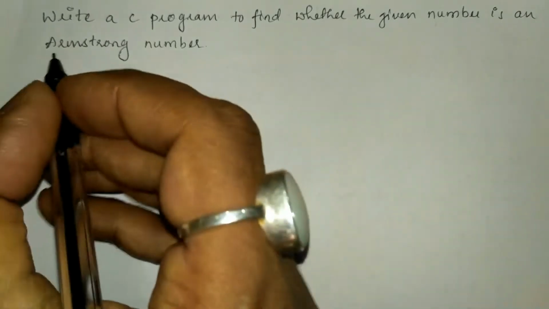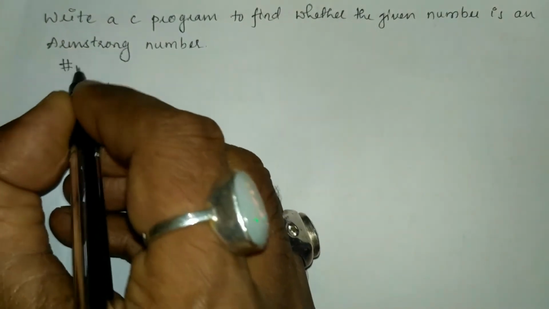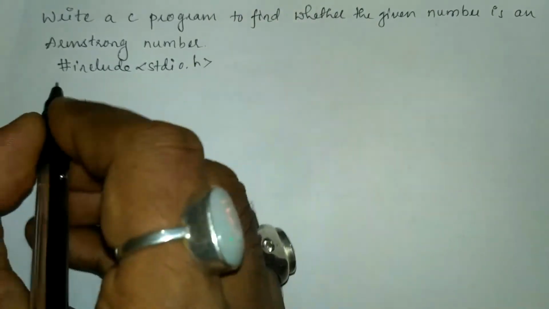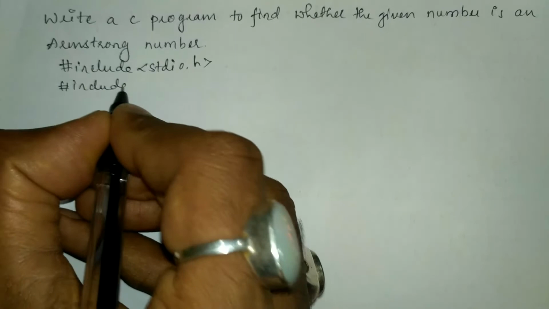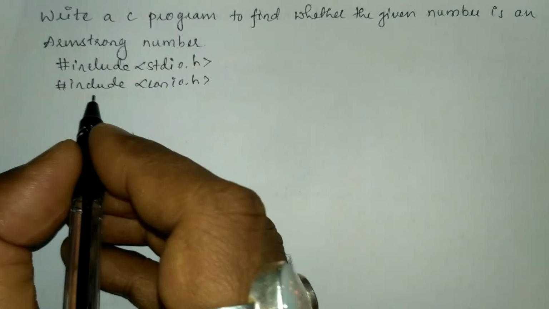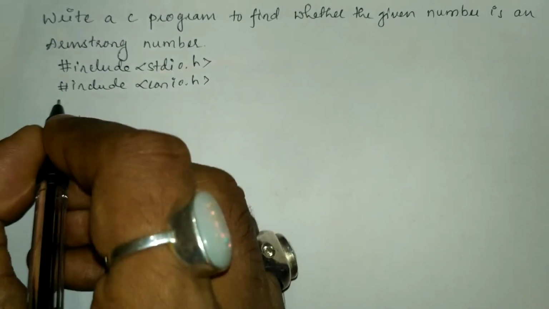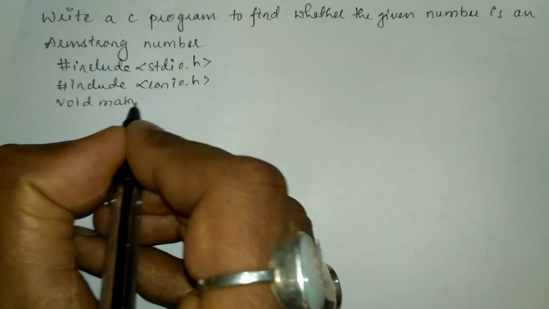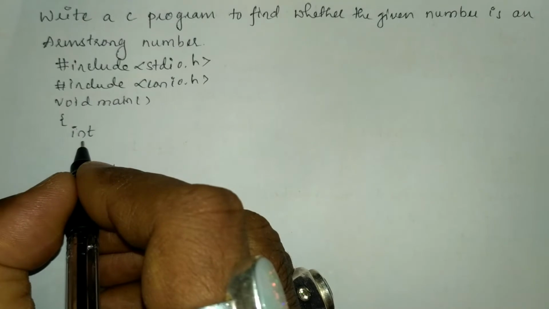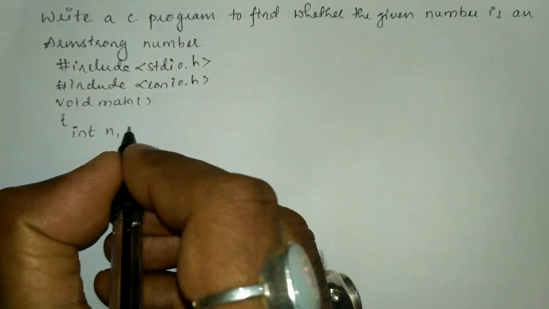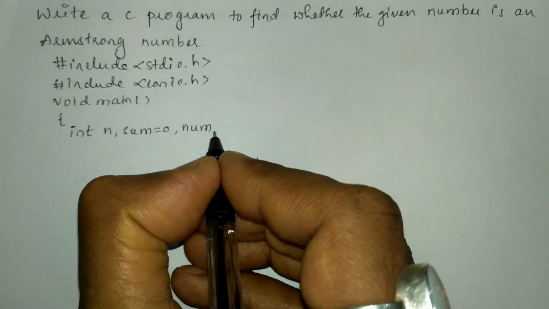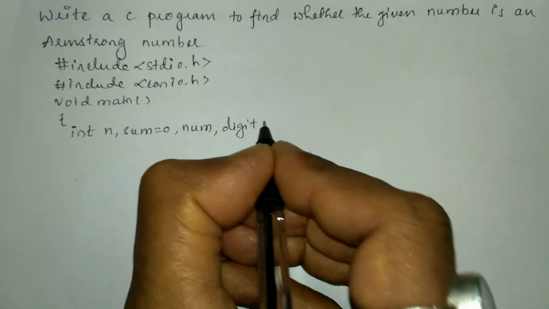So let us write the preprocessor directives. Hash include, in angular brace we'll write stdio.h header file, and the next preprocessor directive is hash include, in angular brace we'll write conio.h, that is console input output .h header file. Now we'll write void main function, curly open brace, and here I'm going to declare all the necessary variables with the data type int: n, sum is equal to 0, and I'll take one more variable, num comma digit, and put semicolon.